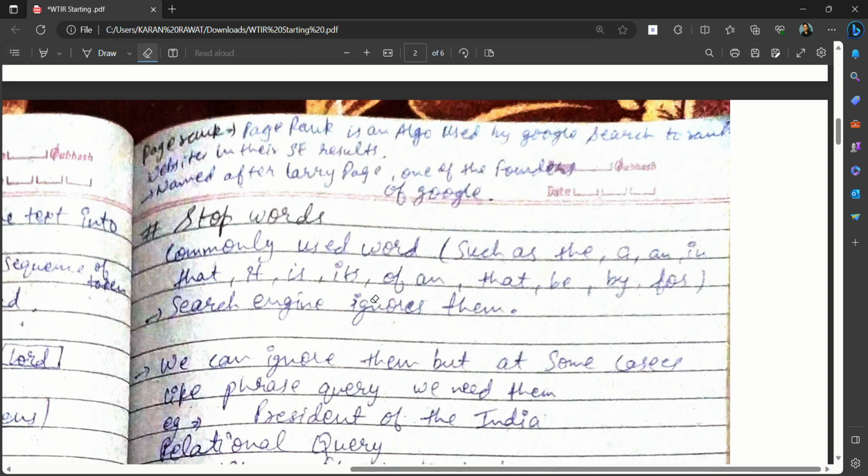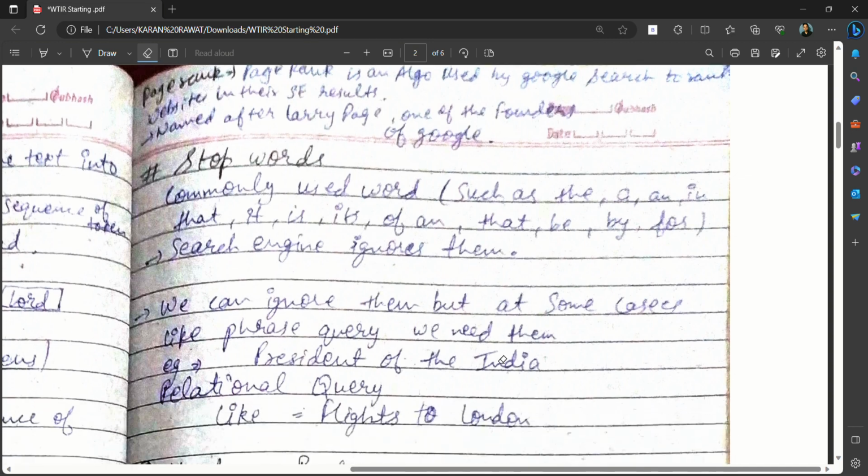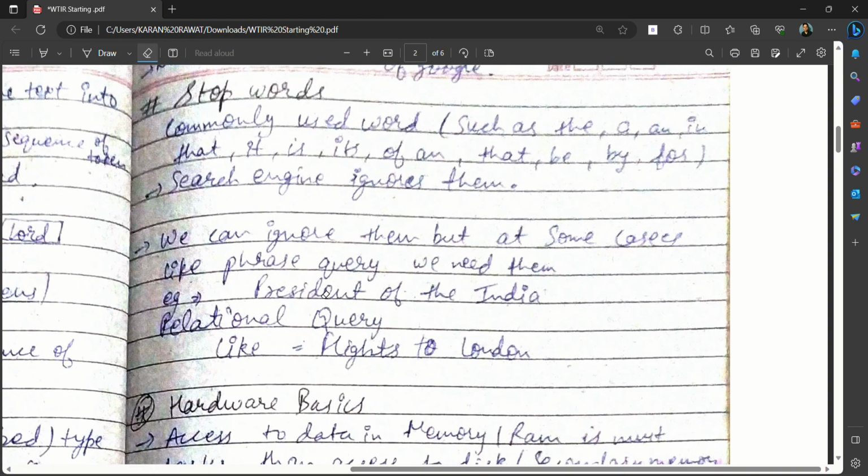For example, when we are using a phrase query, at that time we need them. An example of a phrase query is "president of India". Here "of" and "the" are stop words. When we are searching for who is the president of India, we should use "of" and "the", because they are important at that time. So we cannot ignore stop words every time. In a phrase query we should use them, even though a search engine ignores them.